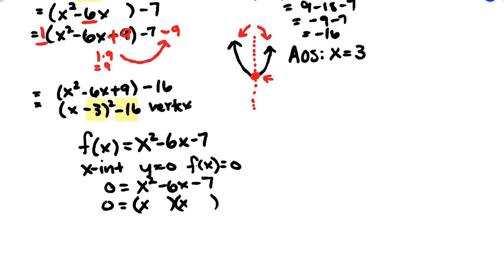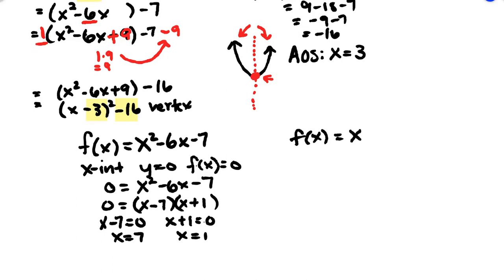x times x is x squared. 7 times 1 would give 7. And if I have a minus on the 7 and a plus on the 1, we've factored our quadratic function. I can set each one of these factors equal to 0 to get x equals 7 and x equals 1 for our x-intercepts. And then we want to find a y-intercept.